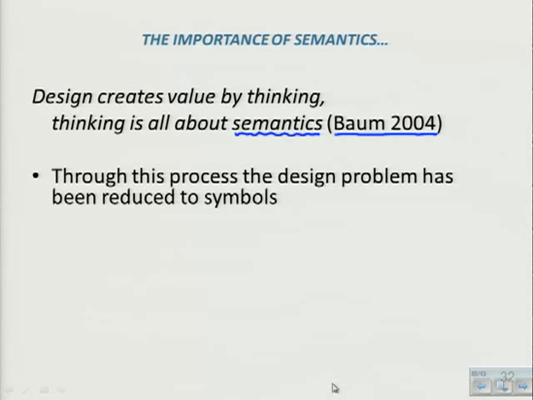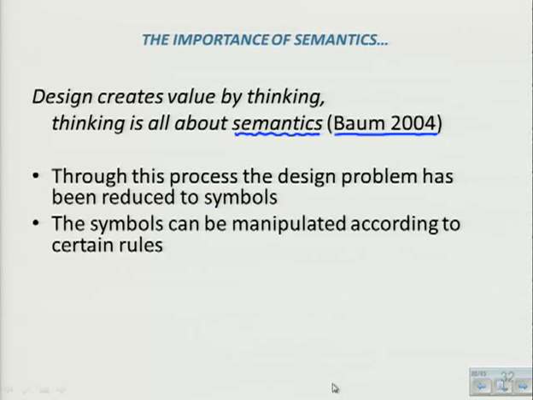So semantics, all right, we'll get back to that. But what we have done in our process now is we have taken the design problem and reduced it to symbols. Where else have we done this kind of thing? In our analysis. We take a problem and we turn it into mathematical equations, which are symbols. We manipulate those symbols according to certain rules, and we come up with a solution.